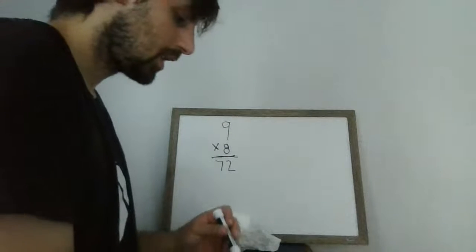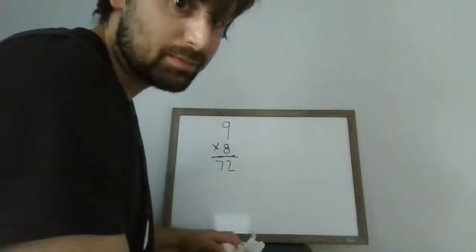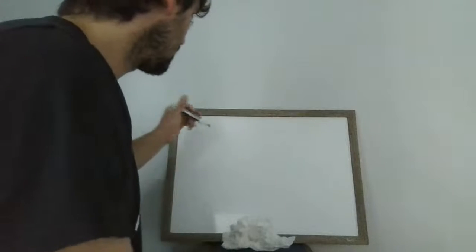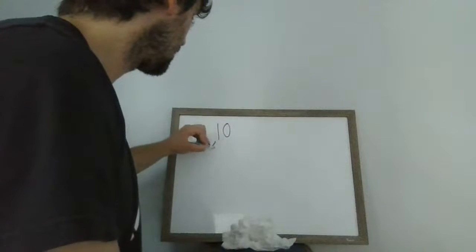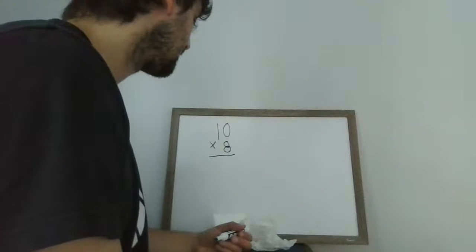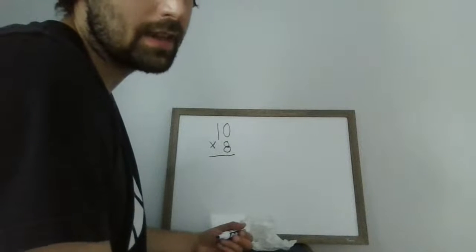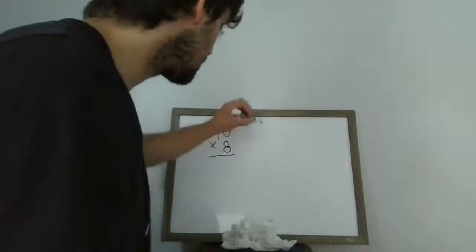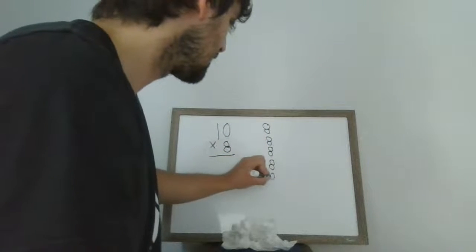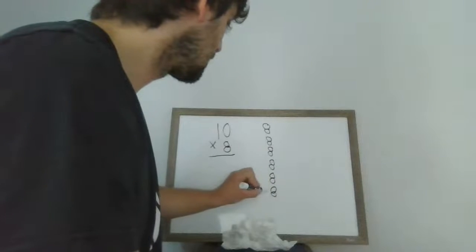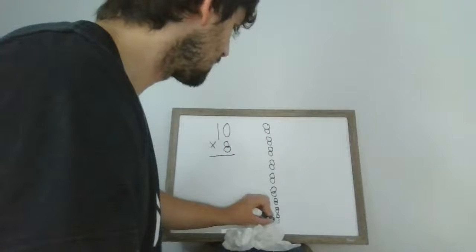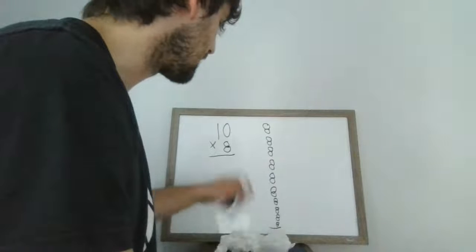Times 8 equals 72. All right. Last problem of the stream right here. All right. 10 times 8. So that means that you're adding 10 groups of 8. That means that you're adding the number 8 10 times. See how small I had to draw the 8s to fit 10 8s in there?